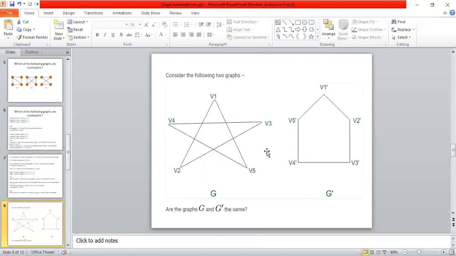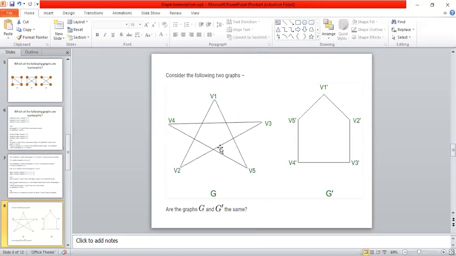Coming to the same number of circuits of a particular length. Do these two graphs have the same length of cycles? We need to check. You all know this is a cycle graph with length 5. 1, 2, 3, 4, 5. We form a cycle of length 5. Here, if we start from vertex V1, 1, 2, 3, 4, 5, this is also forming a cycle of length 5.